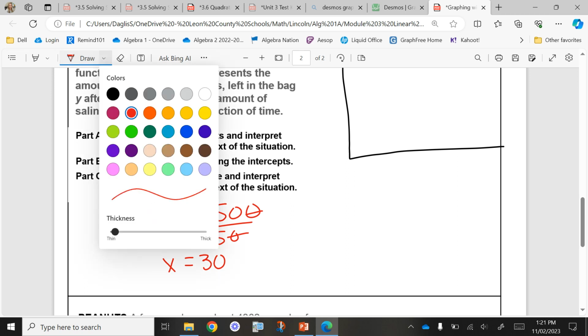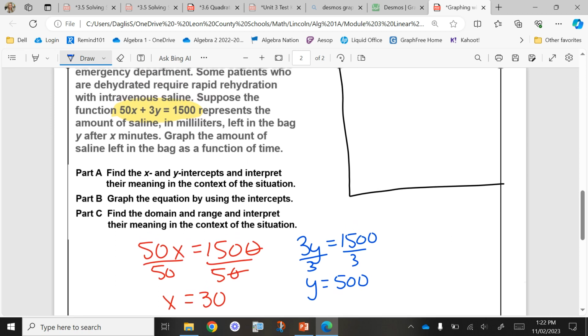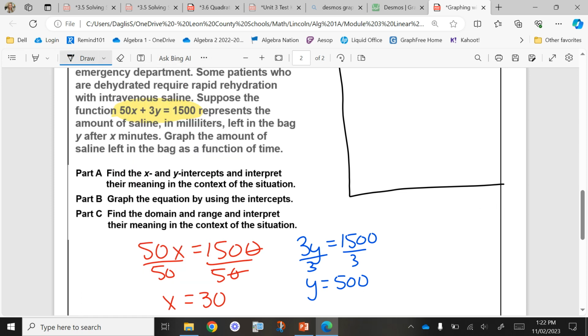All right, let's do the y's. What has a y with it? The 3. So we're going to say 3y equals 1,500. Divide both sides by 3. We have a y-intercept of 500. Okay. So now I kind of can gauge how I can count. So my x's, you want to count by 10s? 10, 20, 30, 40, 50.